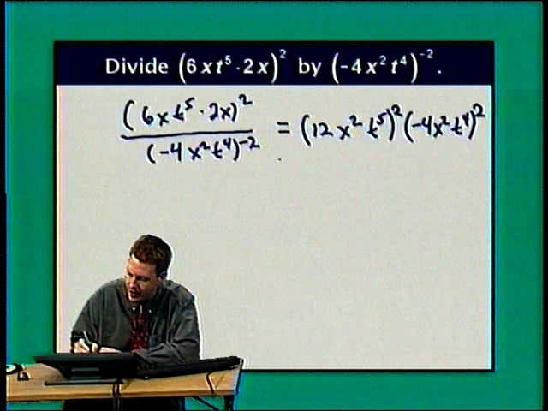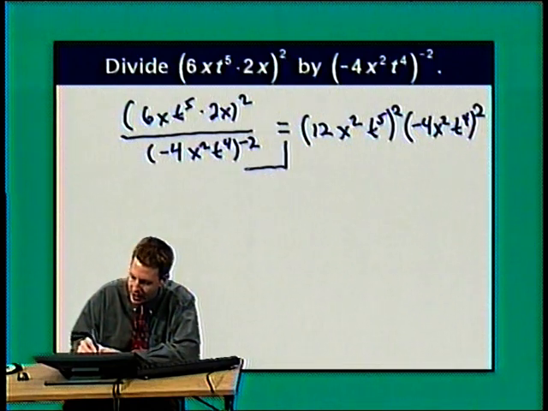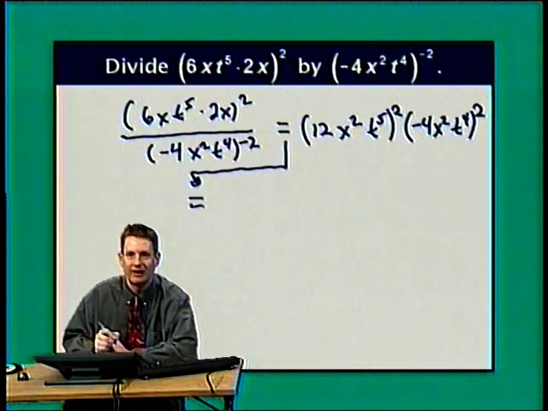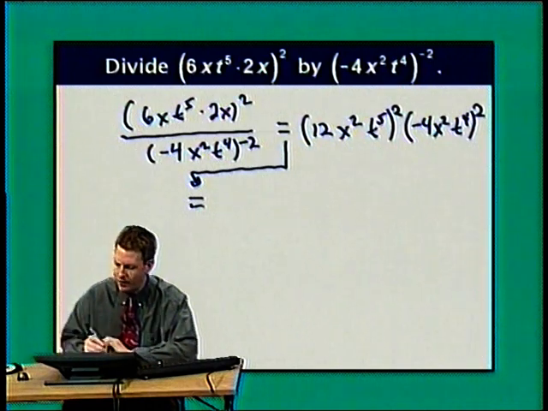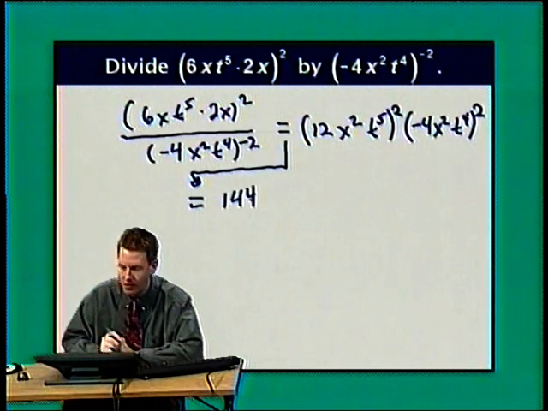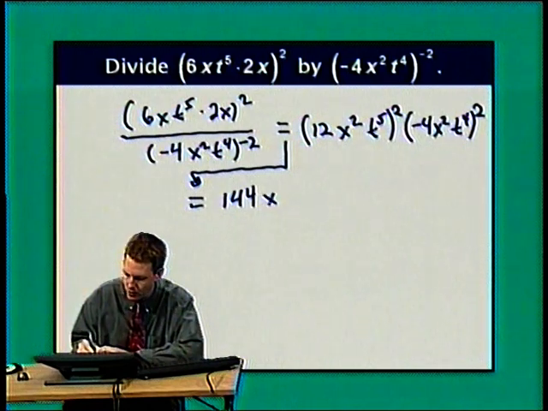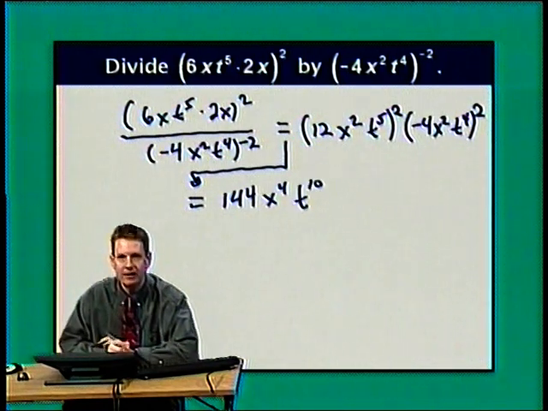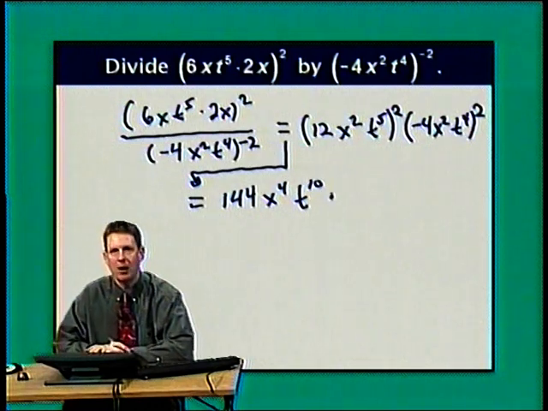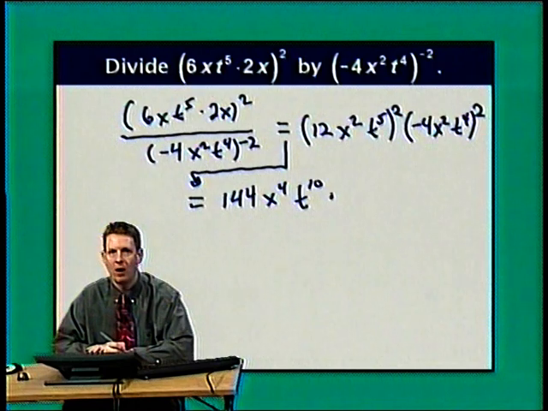Now I can go ahead and use my rules of exponents. And I think I'm going to move my equal sign to the left once again, so I have a lot of room. So distributing the exponent of 2 through the first set of parentheses, I get 12 squared, which is 144, x squared squared, which is x to the 4th, t to the 5th squared, which was t to the 10th. Now I need to multiply that by the second expression squared, negative 4 squared.